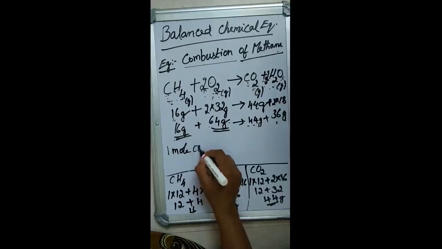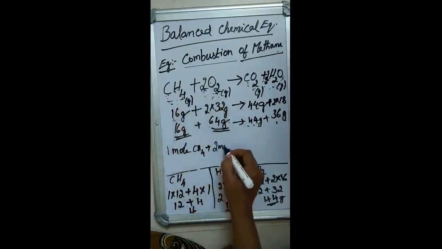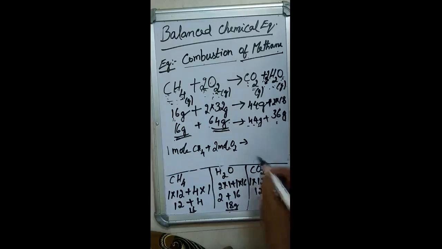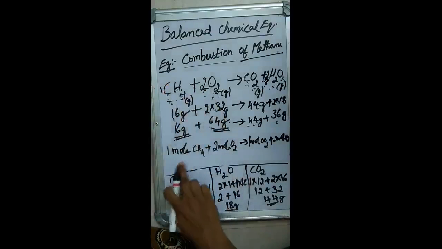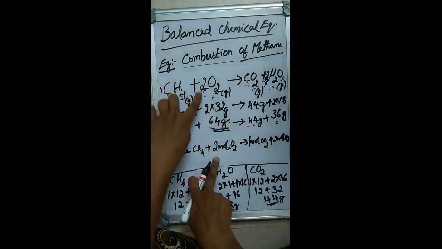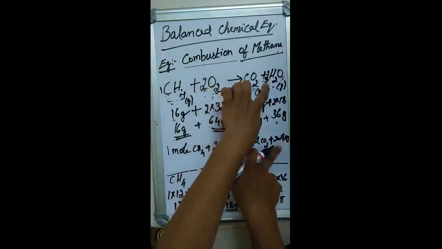Okay. 1 mole of methane is reacted with how many moles? This number is given. 2 mole of oxygen reacted with each other to form how many moles? Here the number is not given. It is understood that 1 mole of carbon dioxide plus how many? 2 mole of water. Okay, that means I will repeat. Here the number is not there, so it is considered as 1. Okay, it is 1 mole of methane reacts with 2 mole of oxygen to form 1 mole of carbon dioxide and 2 mole of water.